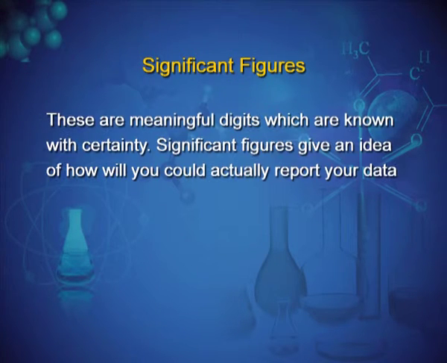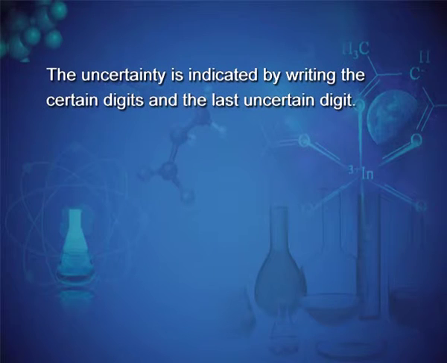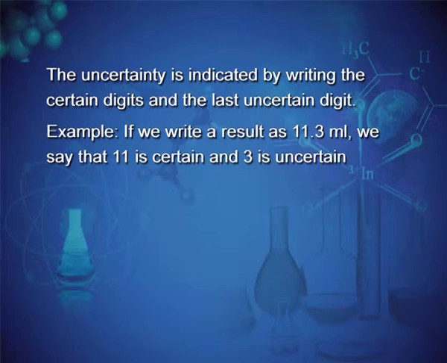Significant figures. These are meaningful digits which are known with certainty. Significant figures give an idea of how well you could actually report your data. The uncertainty is indicated by writing the certain digits and the last uncertain digit. We will take one simple example. If we write a result as 11.3 milliliter, we say that 11 is certain and 3 is uncertain.